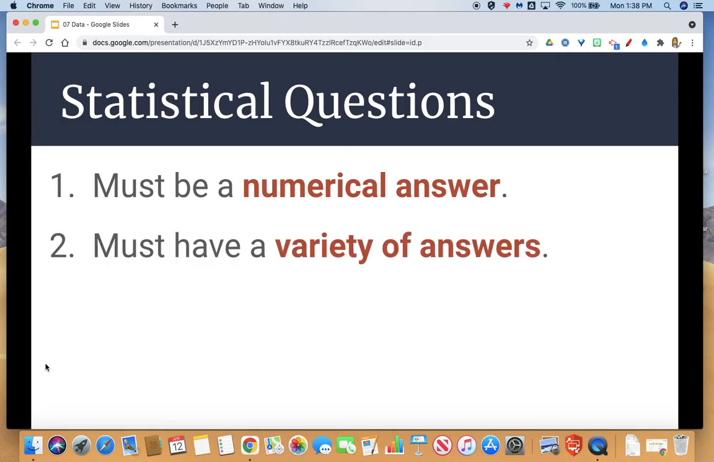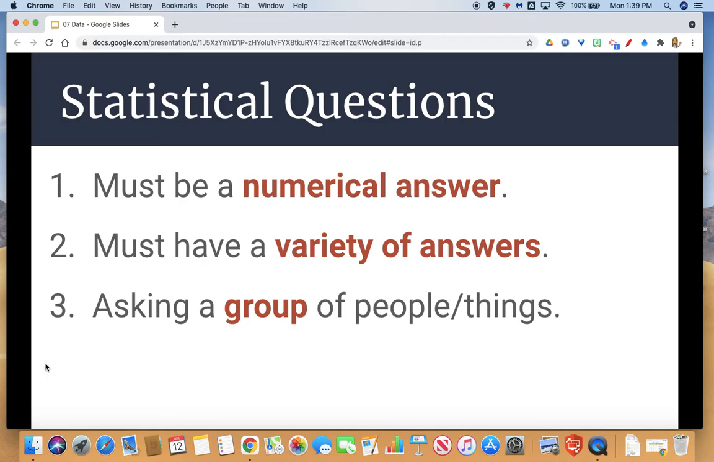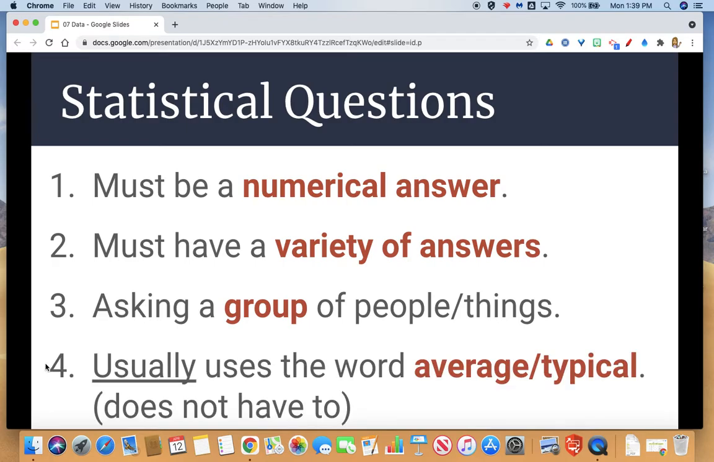The second thing is that a statistical question must have a variety of answers. We don't just want one answer or 2 answers. We want to have the possibility to have a variety. We want to specify and ask a group of people or maybe things. And then maybe you notice that the word average or typical showed up in a lot of those statistical questions on the last page. It just usually has to have that. That is not a must. But a statistical question must have these top 3 things. Pause the video and write that down now if you don't already have it down.